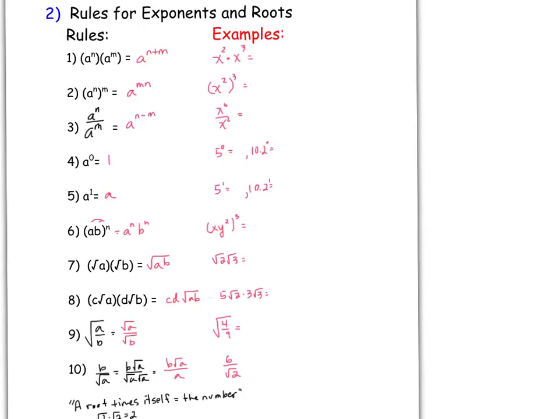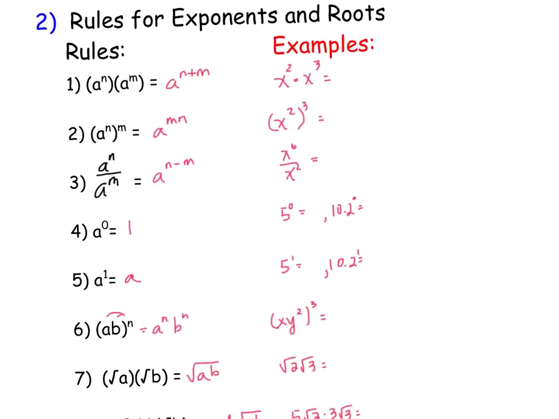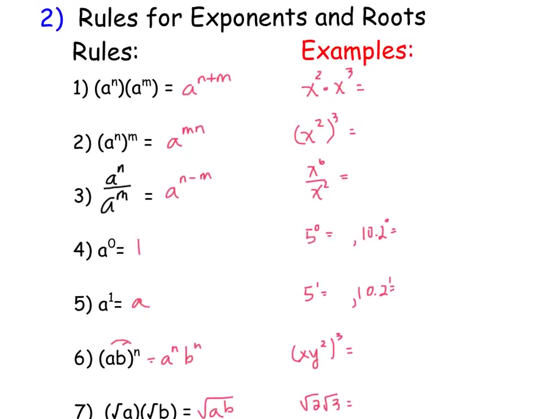Next, we're going to talk about rules for exponents and roots. When you see questions that involve these rules, they should be slam dunks as long as you know the rules. So let's just get started looking at these. The first one is when you multiply two exponential terms of the same base, you add the exponents. So when I say a to the n times a to the m, you add the exponents. In practice, if I took x squared times x to the third, that would be x to the 2 plus 3, which comes out to x to the 5th.